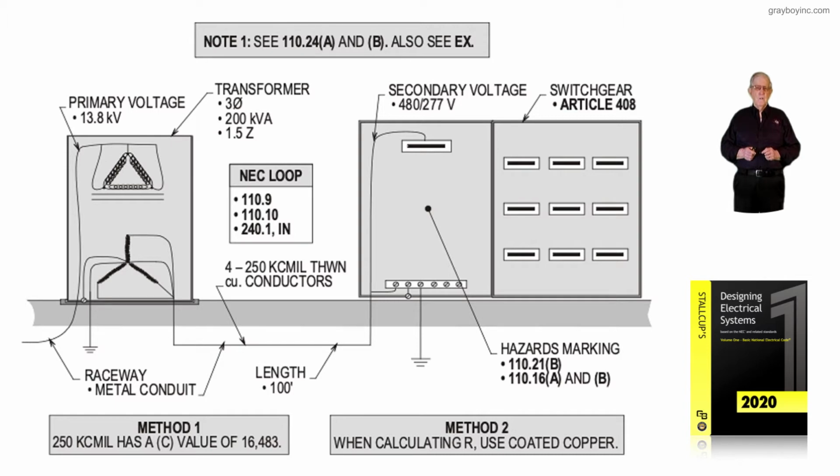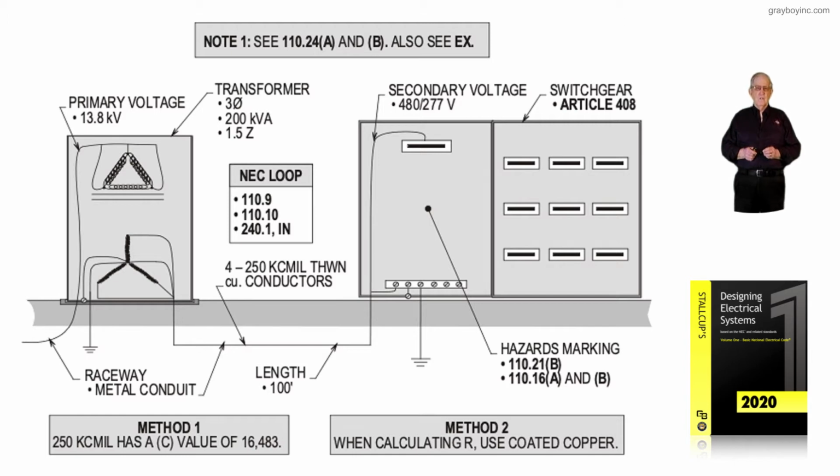And then 240.1, the informational note, says the overcurrent device should clear if it was on the load side. If you're not on the load side of the service and you're on the supply side, then it's the cutout switch that's ahead of your transformer on the primary side that usually will clear your fault.